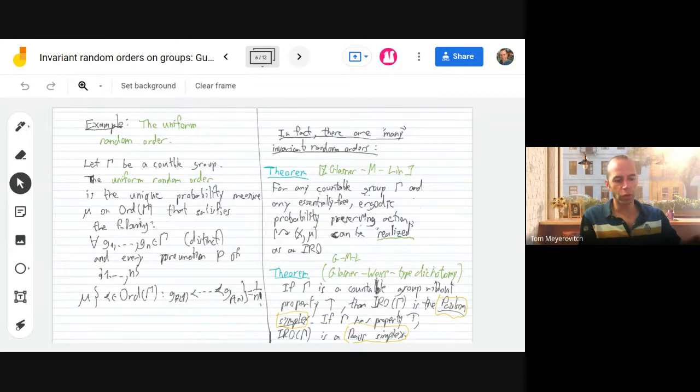So what I'm going to describe is called the uniform random order. So you have any countable group gamma. There exists a unique probability measure on the set of orders that satisfies the following property. Take any n-tuple of distinct elements in the group and any permutation of them. The probability that you choose an order that restricts to this permutation is 1 over n factorial. In other words, it's the same for any permutation. Any 3 elements, there's equal probability that the first is bigger than the second, bigger than the third, as any other permutation. Okay, so the property of the order is clear?